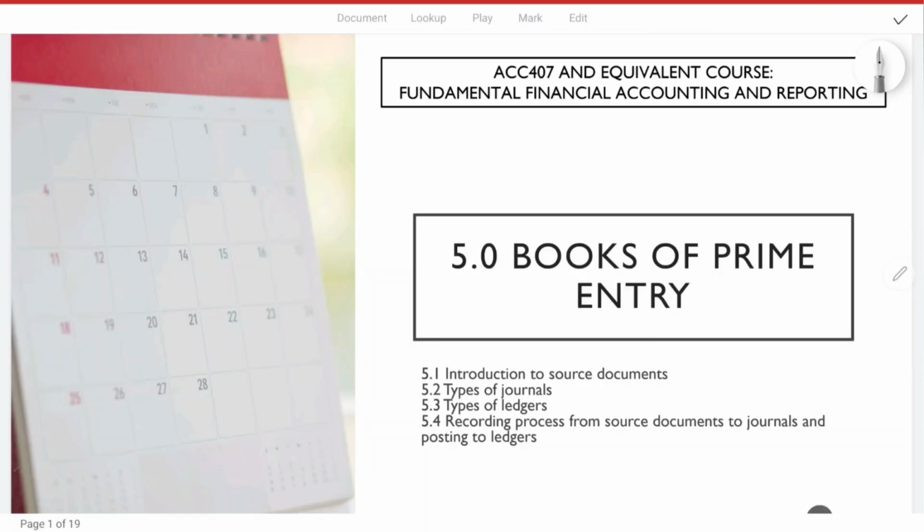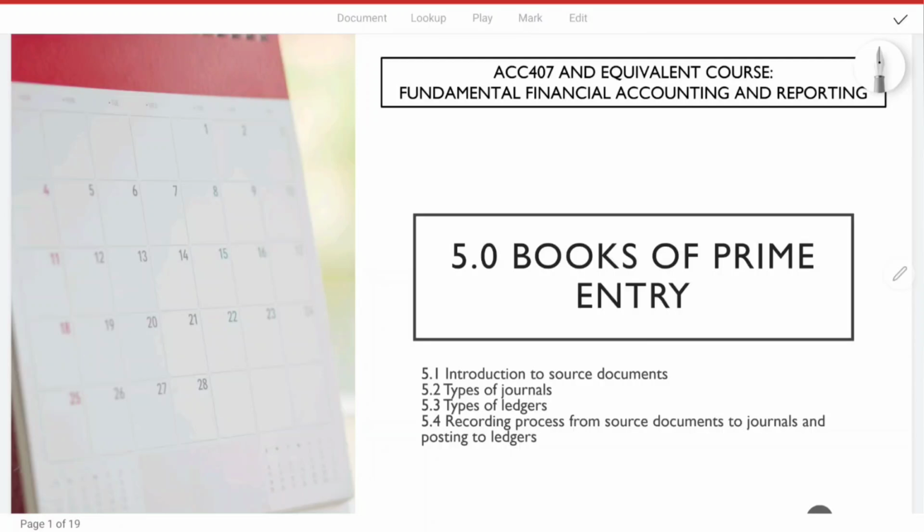Okay, the first book to record the business transaction. Okay, the books of prime entry. And then from the business transaction that we have made, the business transactions usually are supported by the source documents. There must be a source document to support. So that's why the first subtopic under books of prime entry is the introduction to source documents.